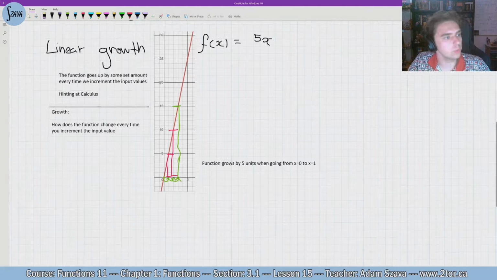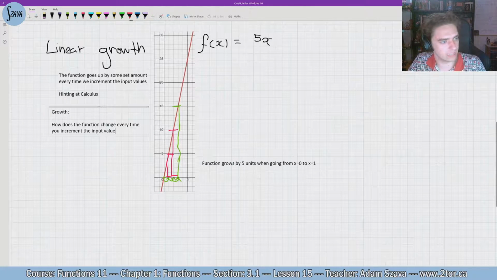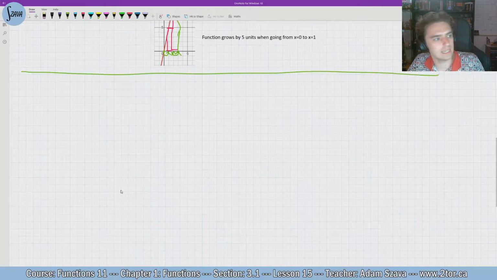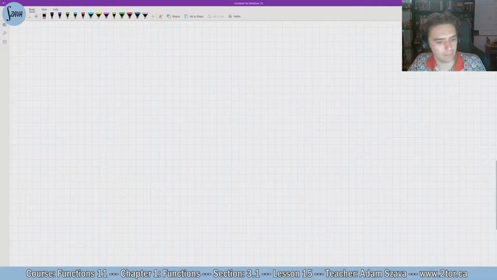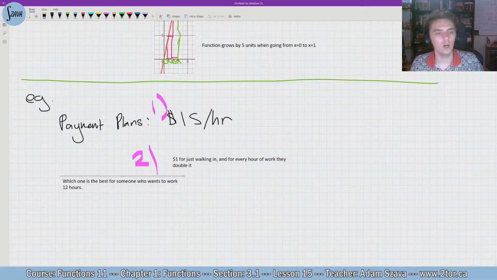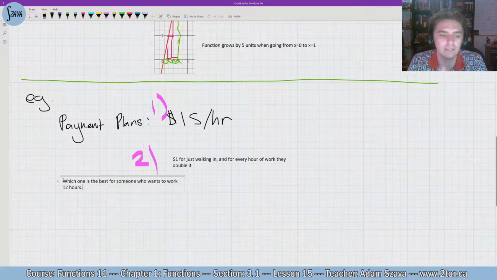Okay, so let's start with an example, and this is going to dig us into what exponential growth is. The idea I want to compare is, if you were getting paid for a job, there are two payment plans. Let's pretend we're getting hired by some employer, and they give us two payment plans for how we can get paid for our work.